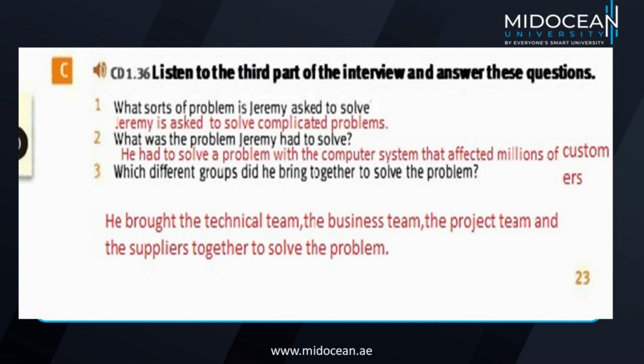Let's correct together. 1. Jeremy is asked to solve complicated problems. 2. He had to solve a problem with the computer system that affected millions of customers. 3. He brought the technical team, the business team, the project team, and the suppliers together to solve the problem.